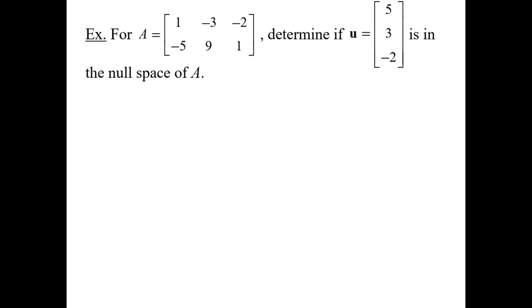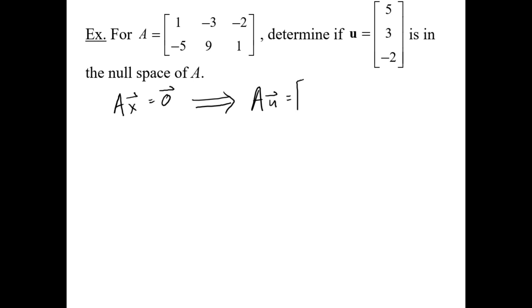Okay, so as an example here for this matrix, let's determine if this is in the null space. Well, we could go through and describe the null space, and find the solutions to the homogeneous equation, etc., etc. Or we can realize that if it's in the null space, it's a solution to this equation. In other words, we can basically just ask the question, what is A times U? If A times U is 0, then it satisfies the homogeneous equation, and therefore it's in the null space.